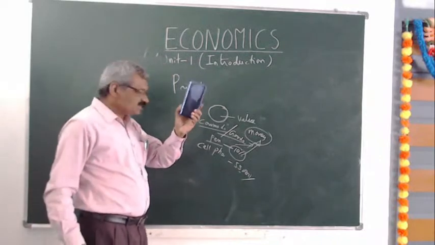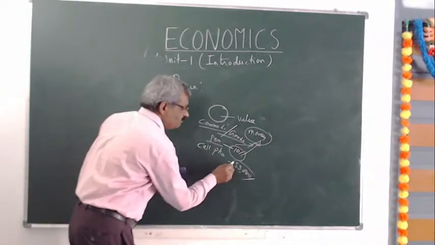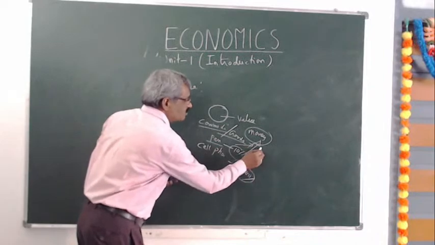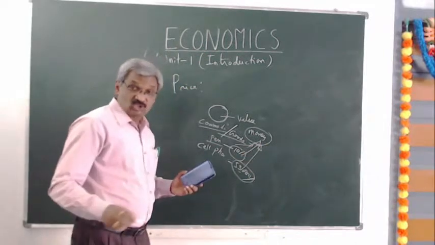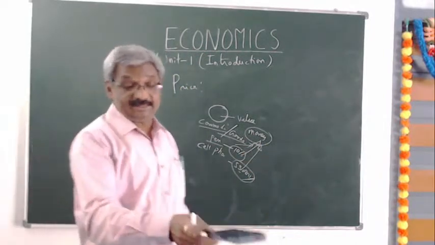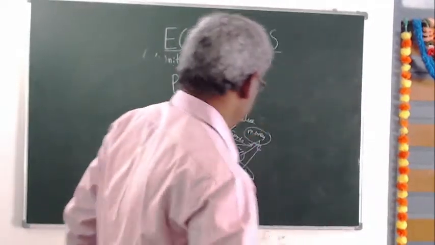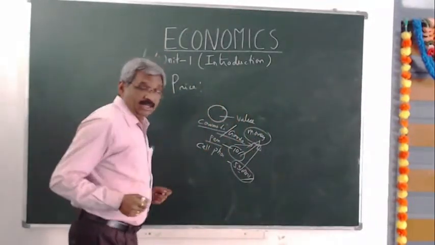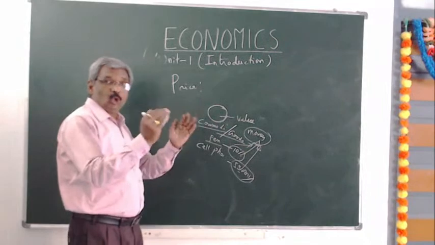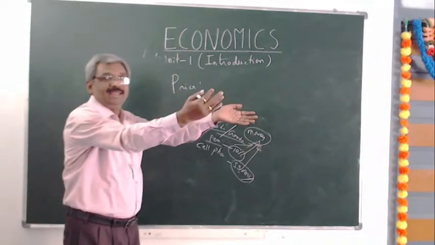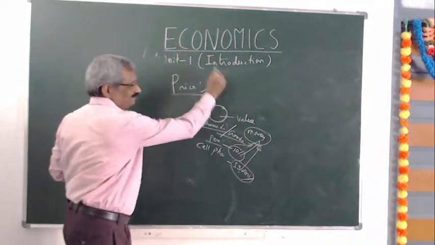This cell phone costs 50,000 rupees. This 50,000 rupees in terms of money is called a price. The price is the value of a commodity, the value of goods in terms of money. That is called price.